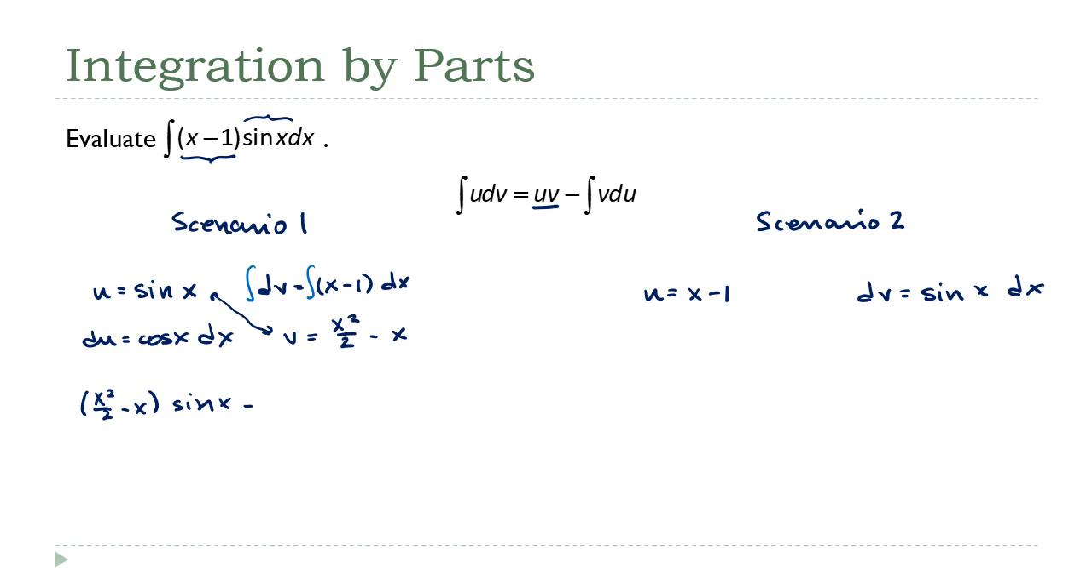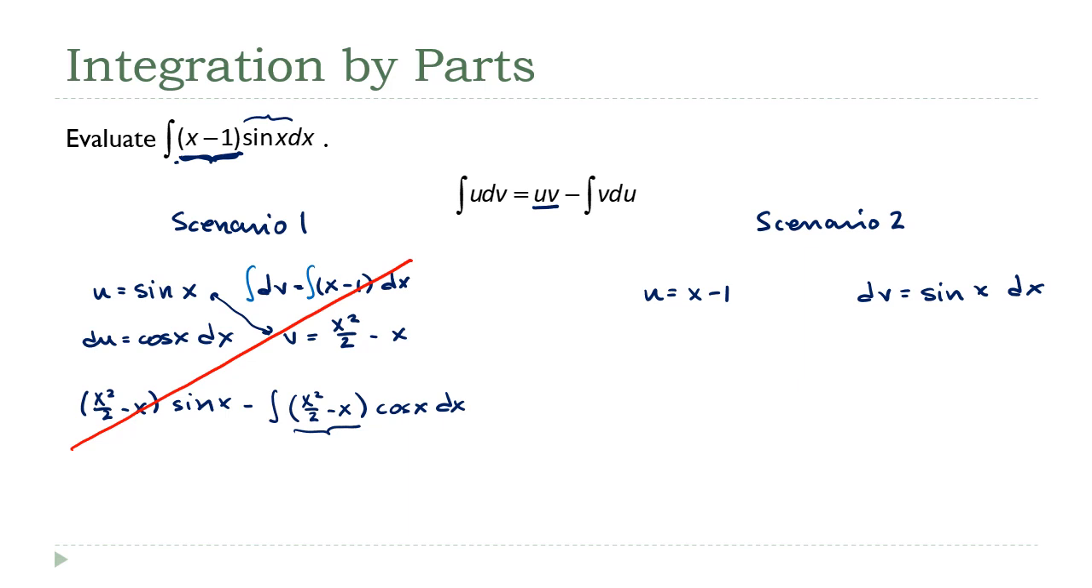minus, and this is the part that's going to either make or break this scenario as the choice that's going to work for us. This is going to be the integral of x squared over 2 minus x times the cosine of x dx. And I don't know how to integrate that. In fact, that really arguably kind of made the situation worse. We went from having a linear factor here to having a quadratic factor here. Right, so I'm not really feeling good about this option at this point. I'm going to set that one aside. Jump over to scenario 2 and hope that we have better luck with this one.